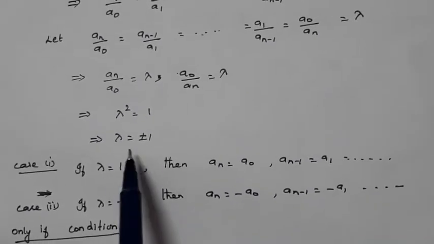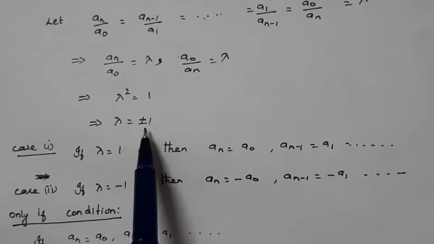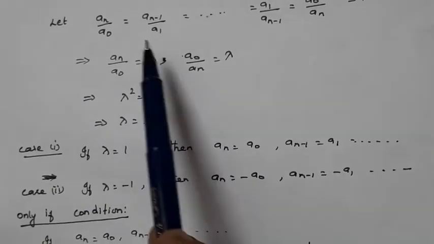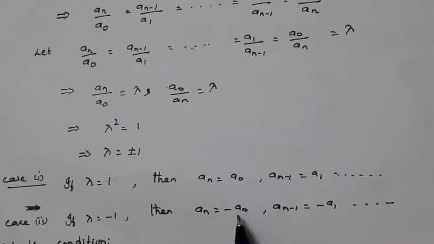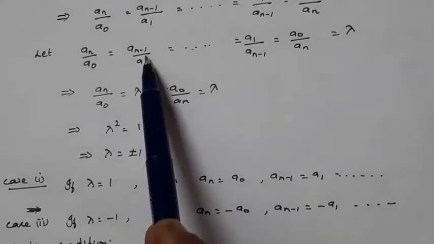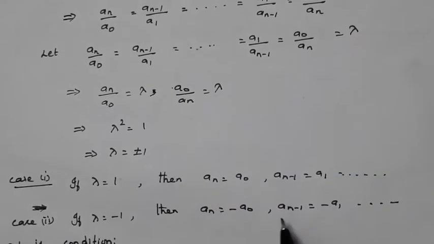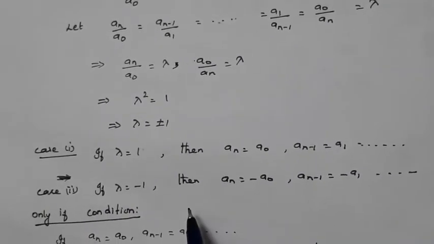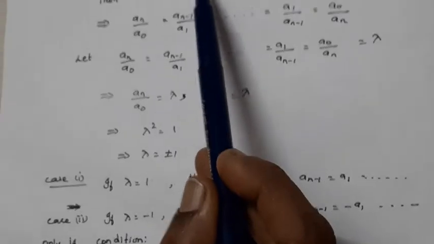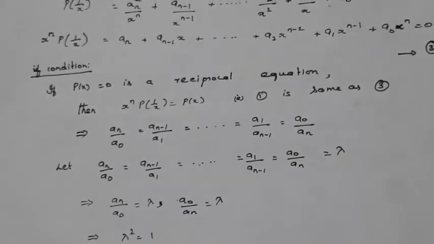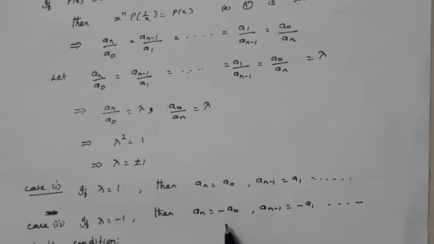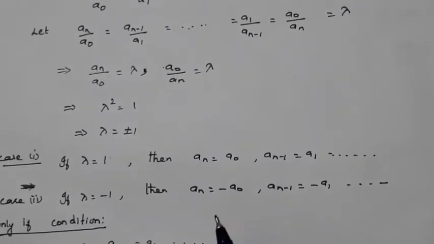So if we take lambda, the constant ratio, to be minus 1, then in that case we have a n by a naught is equal to minus 1, which implies a n is equal to minus a naught, and a n minus 1 by a1 is equal to minus 1 implies a n minus 1 is equal to minus a1, etc. That is the second condition. So by taking p of x as a reciprocal equation, we have proved either this first condition or the second condition is true. Now let us prove the only if condition.